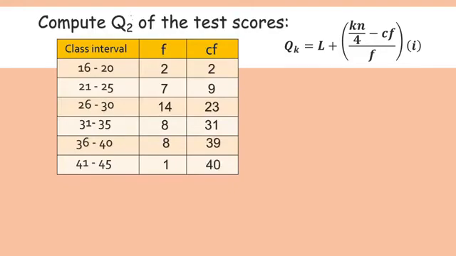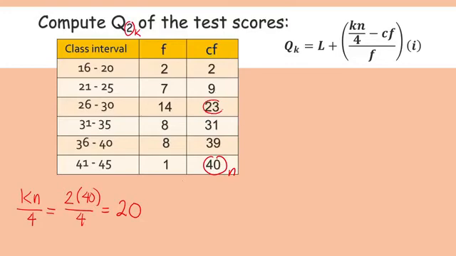This is now the value of K, and this is the value of N. So we have Kn over 4, which is 2 times 40 divided by 4. How much is this? 20, sir. So what's the first number in the CF column that is greater than 20? 23, sir.